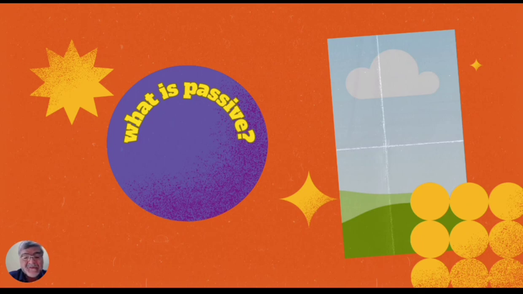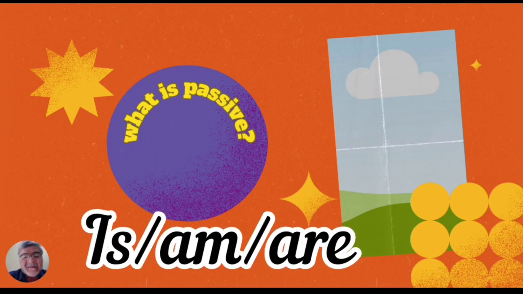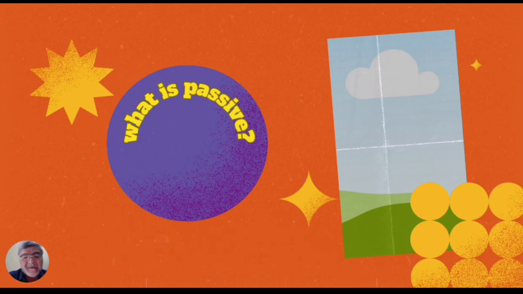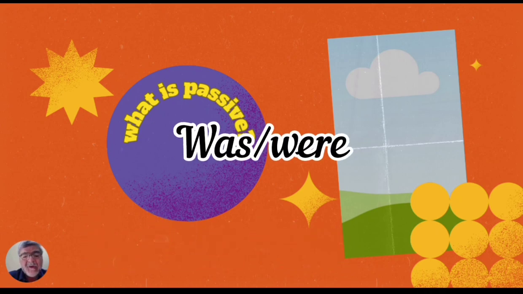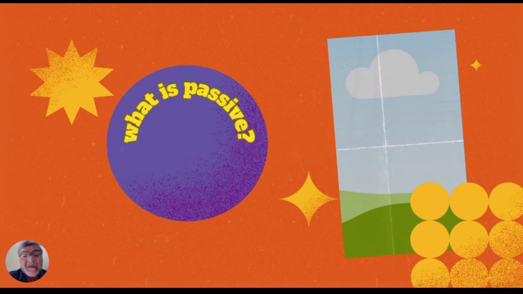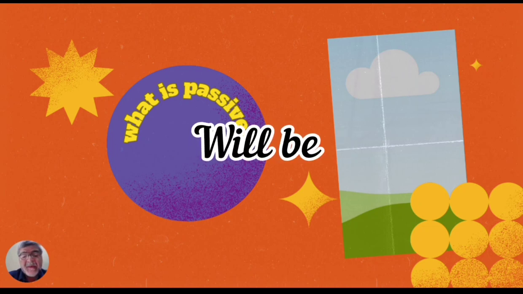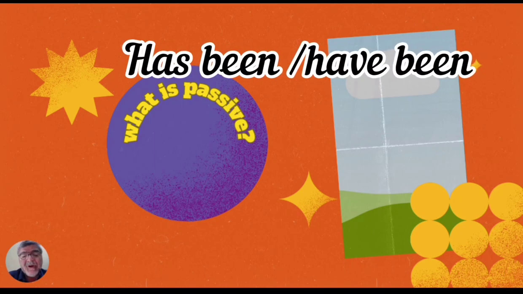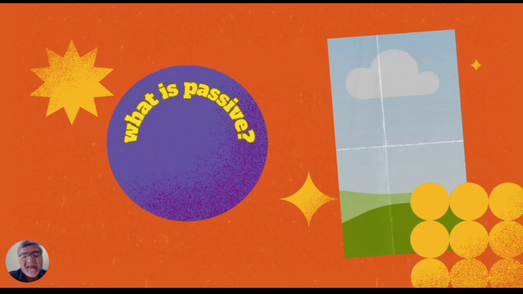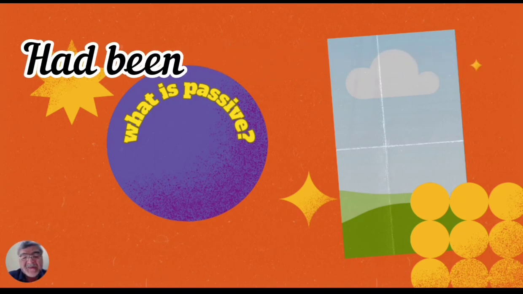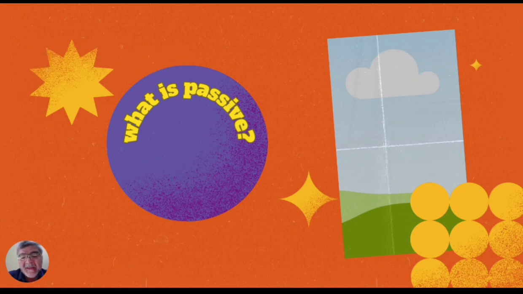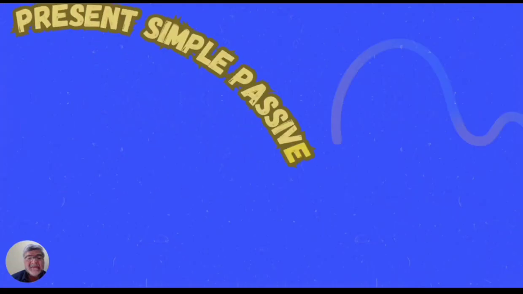Now, the different forms of be can change in different tenses. For example, it could be is, am, are in the simple present tense, was, were in the past tense, will be in the future tense, and has been or have been in the present perfect tense, had been in the past perfect tense, and like this. We're going to focus on all of them and talk about them in detail.